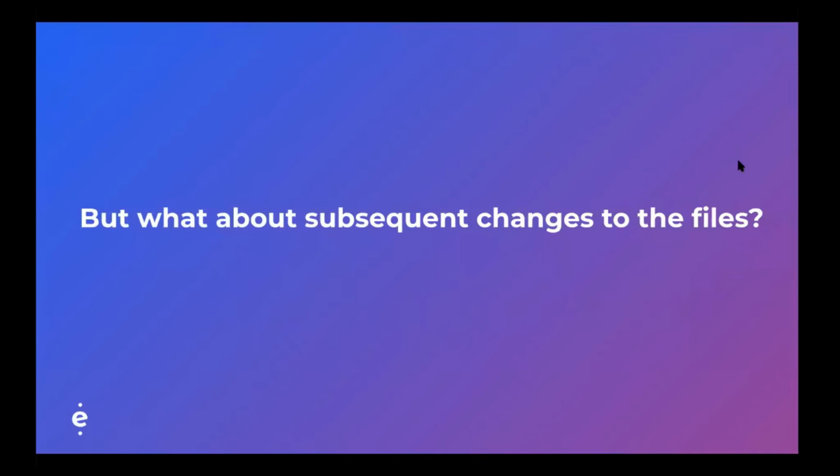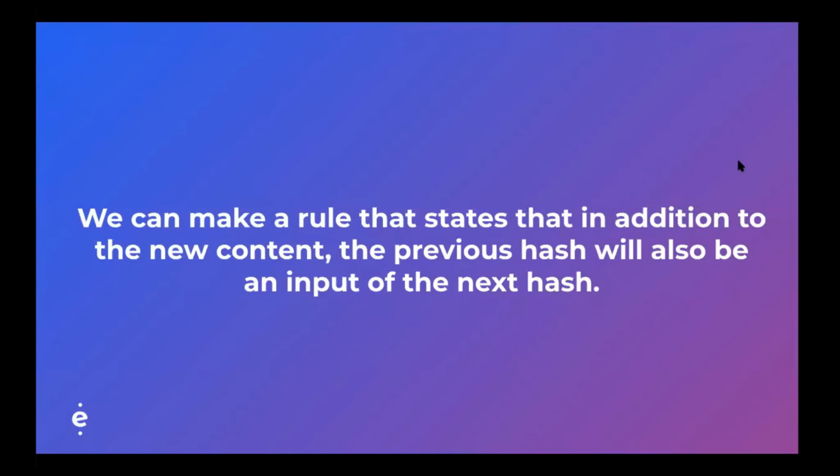And we also want to see subsequent changes to files. Files as money, as data, as transactions. We want to see the whole track record of something. If I can see the whole history of something very cleanly, without having to look at every transaction individually, then I start to have confidence that these changes are right. There's been no double spending taking place, and I want to shout and tell everyone about this in return for some incentive. Well, we can make a rule that states that in addition to new content, this is basically how blockchain works, the previous hash will also be an input of the next hash.